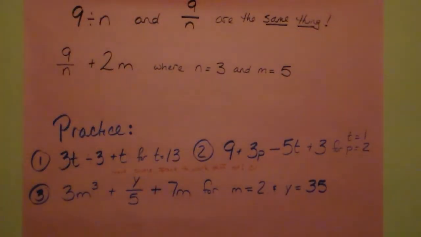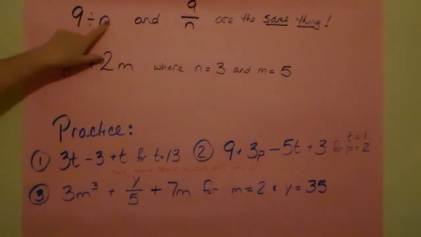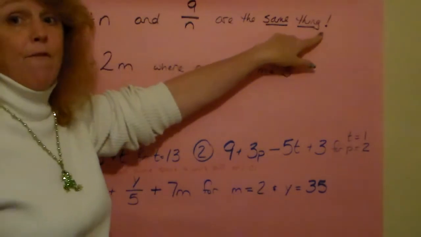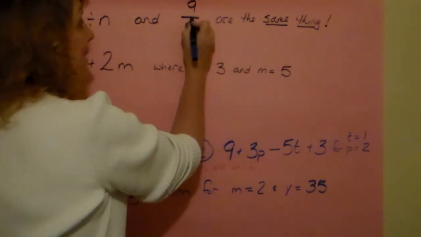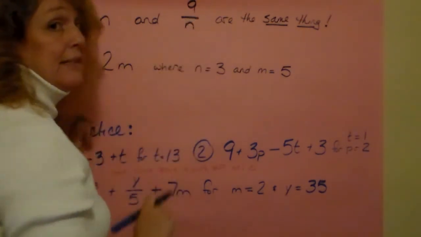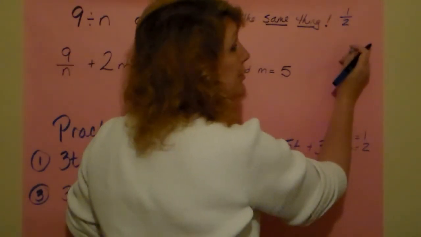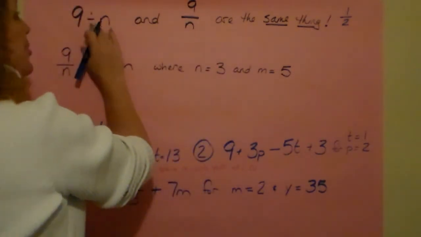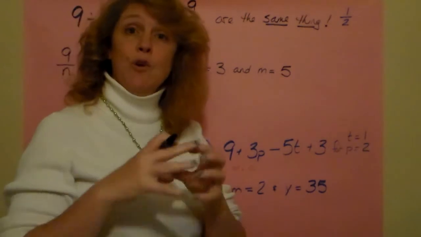All right. Once again, we're a little more complicated. And here, what I want you to understand is 9 divided by n and 9 over n are the same thing. Fractions are a division sign. This is 9 divided by n. That's what this line is. 1/2 is 1 divided by 2. That's what 1/2 is. So understand that division and fraction are the same thing. So when you see them, you know that they can interchange.